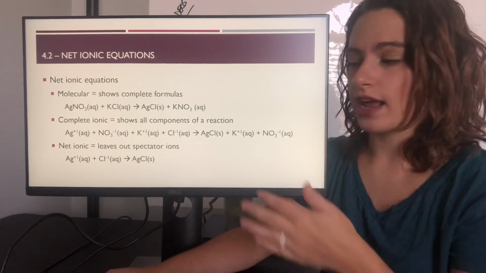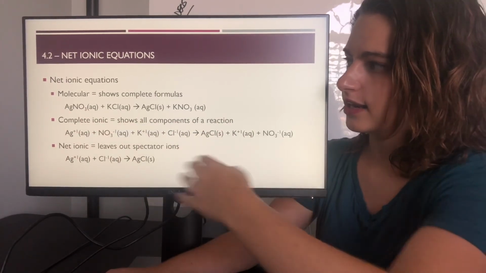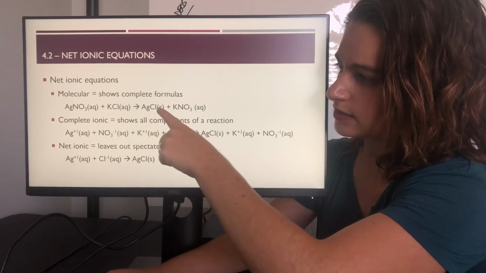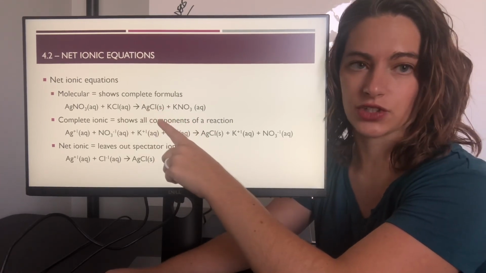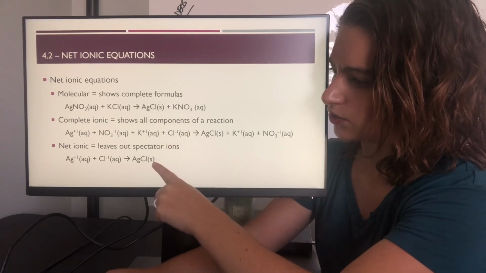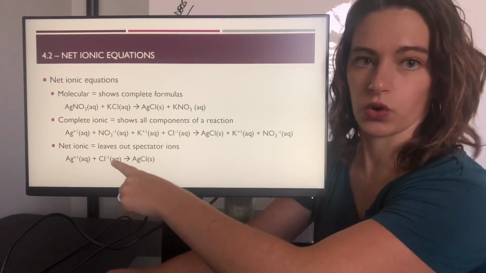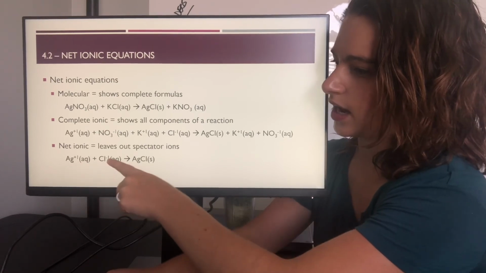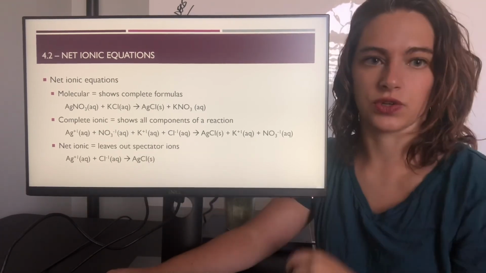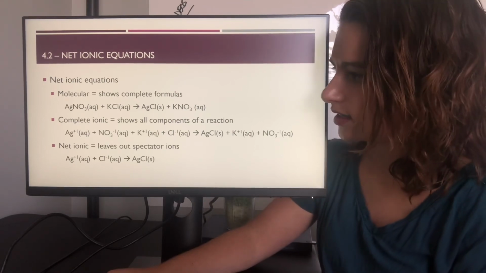So there's another way if you didn't want to write out the complete ionic. You could look at your molecular and say, well, silver chloride is my solid, so that's the only thing that's actually changing any bonds. What are the two things that make up my silver chloride? Silver and chlorine. Therefore, I have to have silver and chloride ions as my reactants, and then my silver chloride as my product, as a solid.